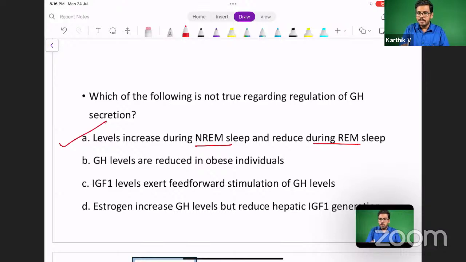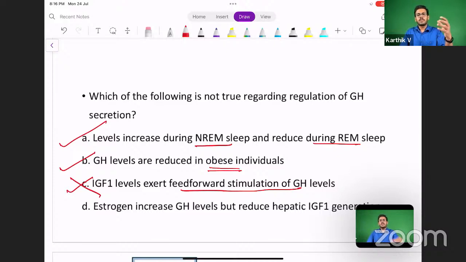The growth hormone levels are reduced in obese individuals. Again, correct statement. Why? Because the obese individuals have more of insulin-induced IGF-1 generation, which will have an inhibitory effect on the growth hormone levels. IGF-1 levels exert a feed-forward stimulation, which is a wrong statement. Why? The two important factors that suppress the growth hormone are the IGF-1 and the somatostatin.